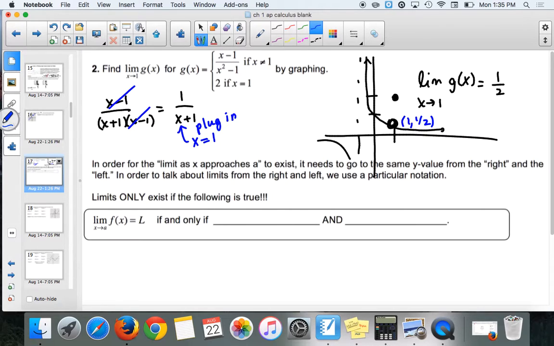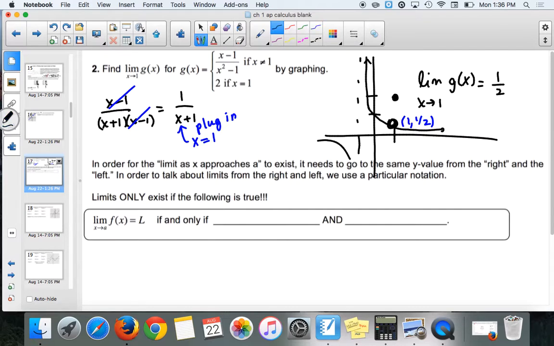All right. So in order for the limit as x approaches a to exist, it needs to go to the same y value from both the left and the right. We need a certain way of notating this. We need to be able to talk about right-hand and left-hand limits. On the left side of a graph, we have negative numbers. On the right side, we have positive numbers.